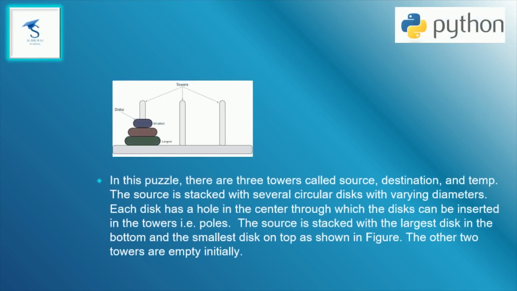The Towers of Hanoi is an interesting puzzle. In this puzzle, there are 3 towers called source, destination, and temp. The source is stacked with several circular disks with varying diameters. Each disk has a hole in the center through which the disks can be inserted in the towers, in other words, poles. The source is stacked with the largest disk at the bottom and the smallest disk on top, as shown in the figure. The other 2 towers are empty initially.